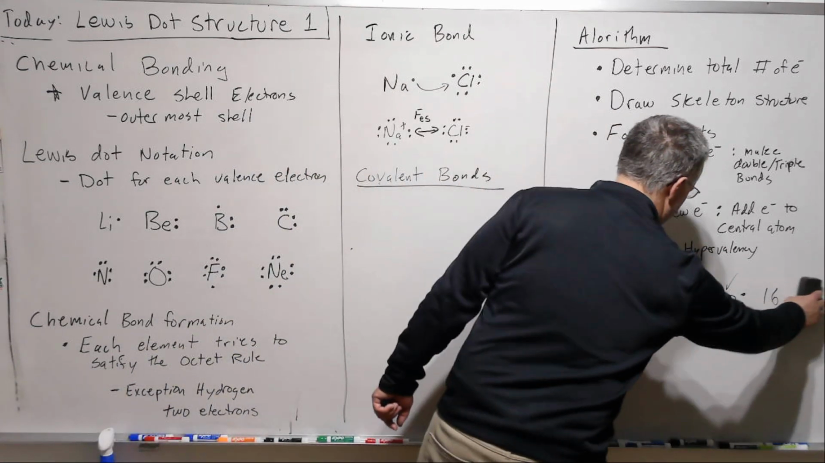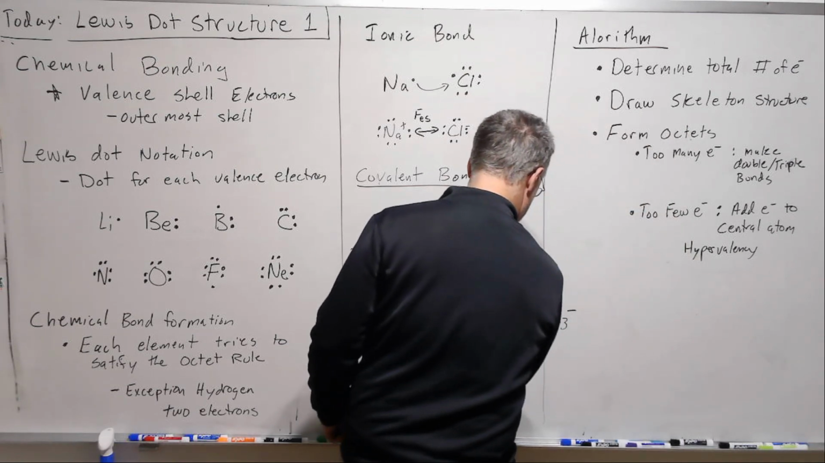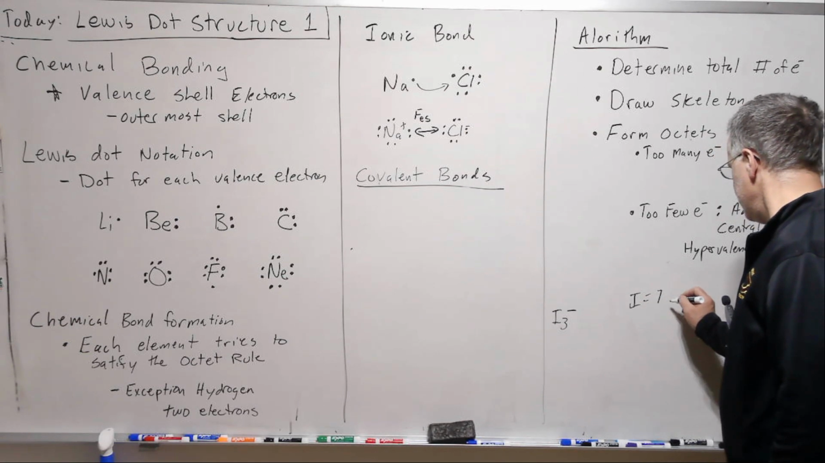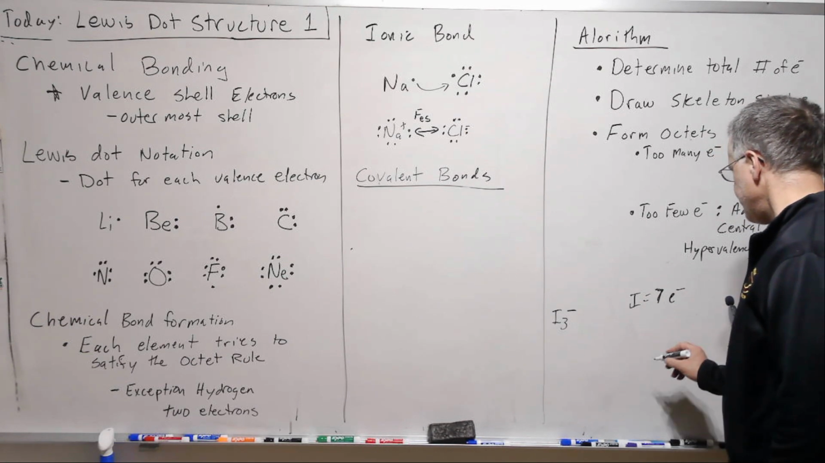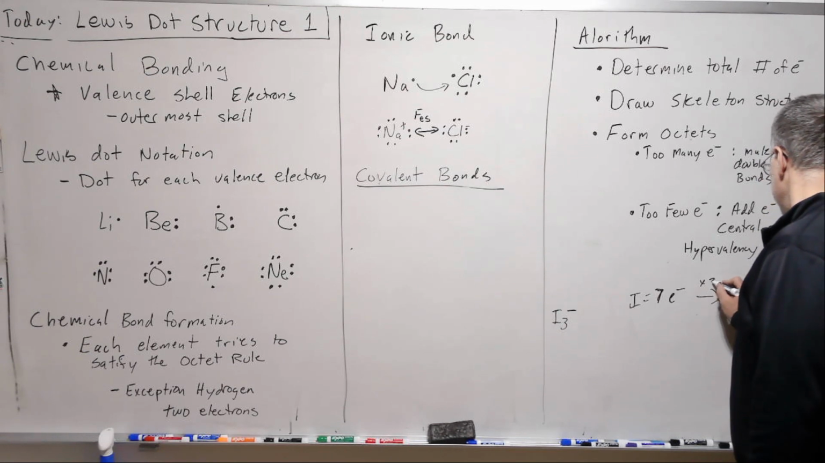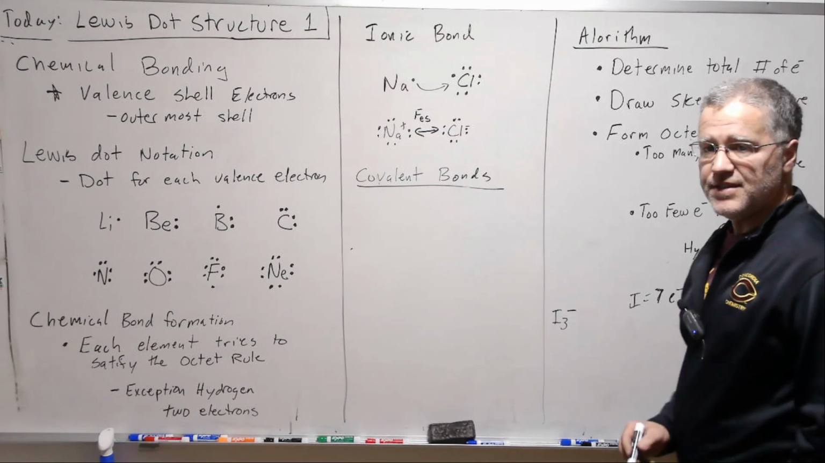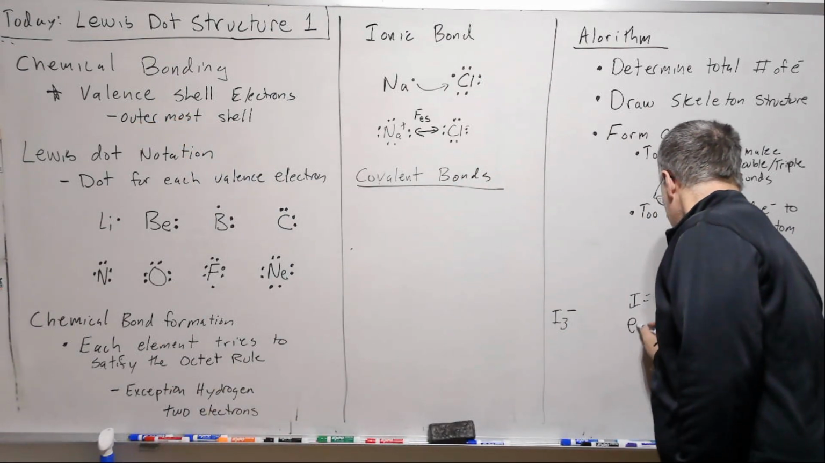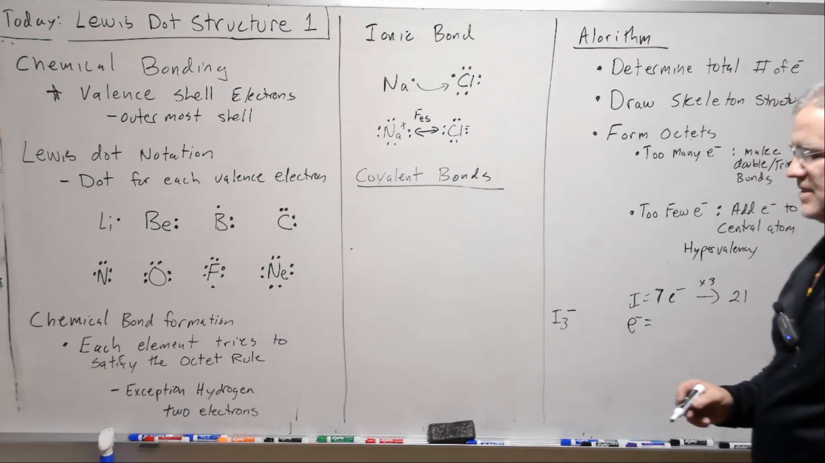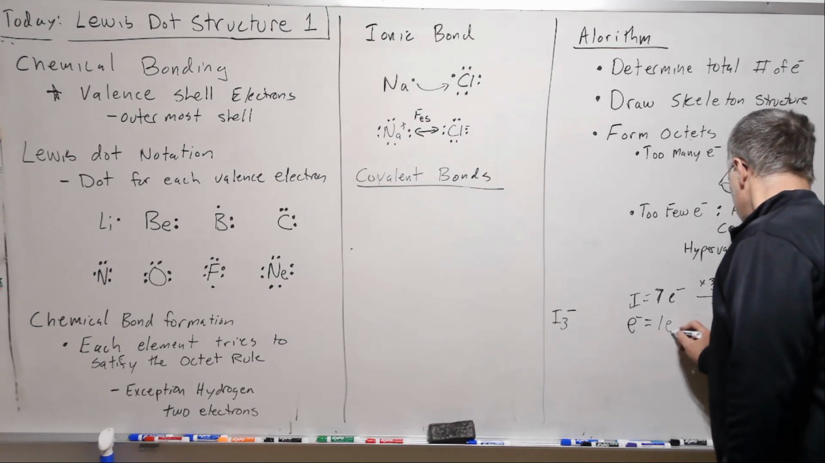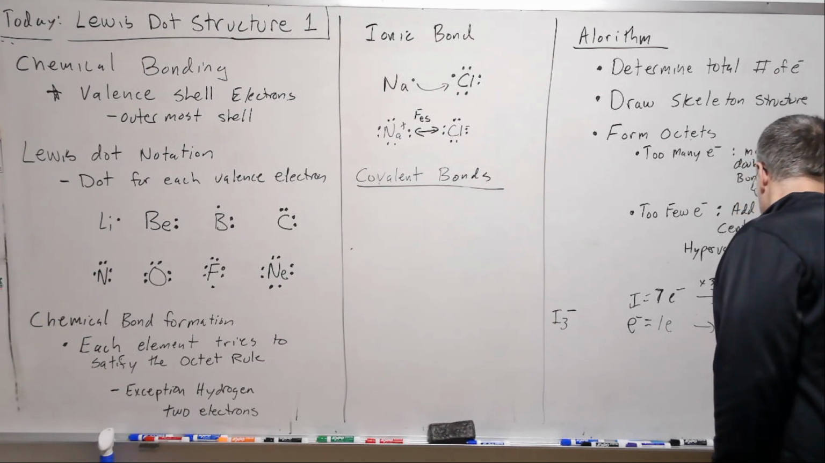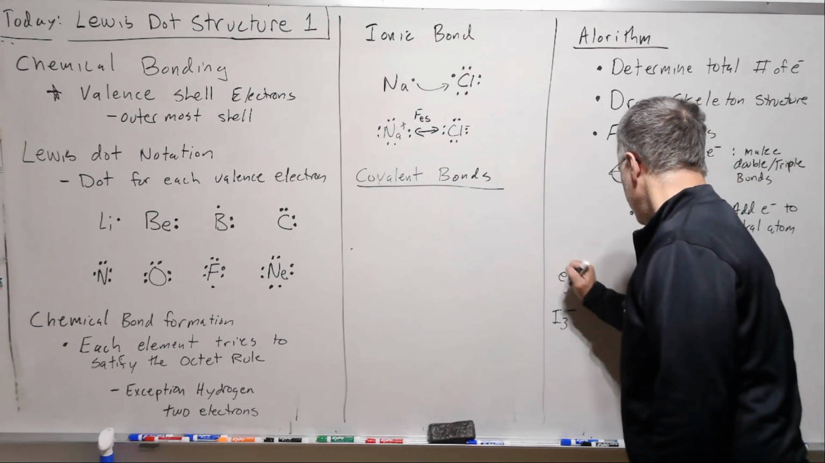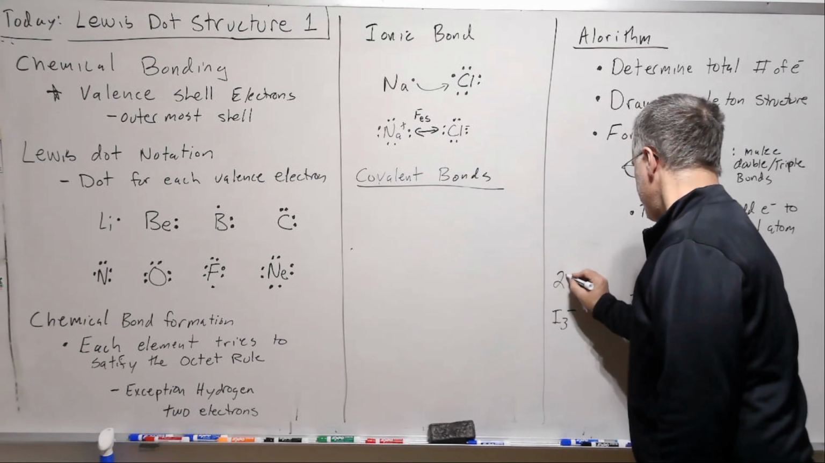Let's look at I3 minus. So I is going to bring 7 electrons. There's 3 of them, so that's 21. And then this is overall minus, meaning it's carrying an extra electron. So we have an electron for the charge, right? And so that's going to be 21 and 1, so we have 22 electrons. So let's write that up here, 22 electrons, so we don't forget.